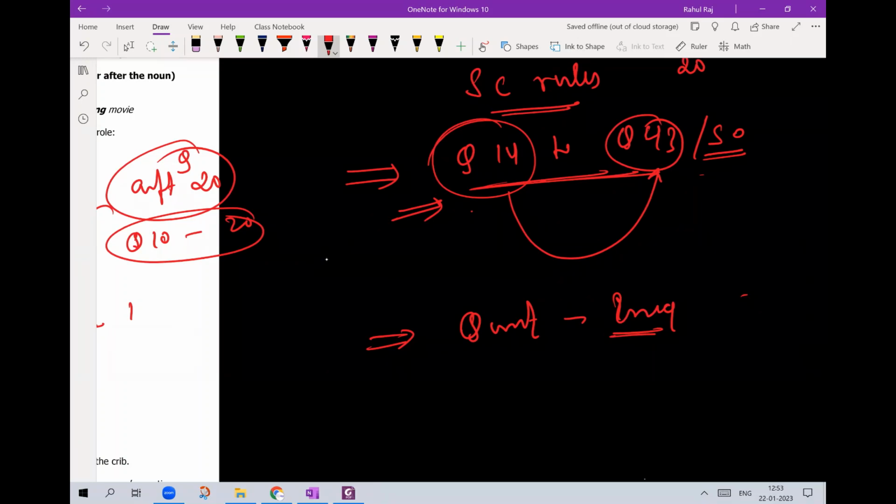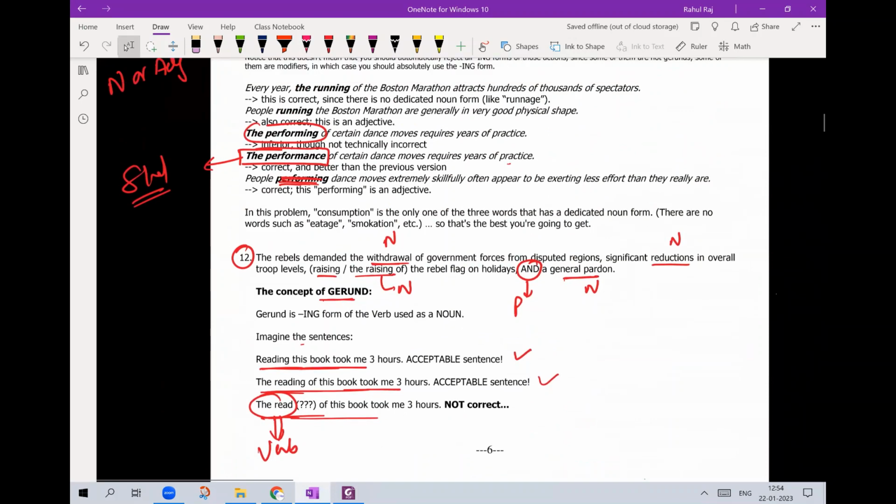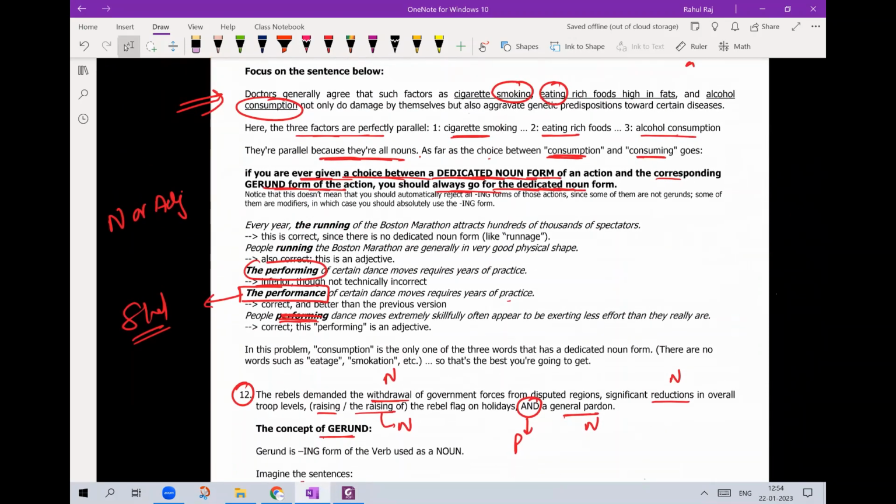Rahul, there is one doubt I have. Yeah, please tell. When you say ing is noun or adjective, can you please scroll back to the question? Which number? Just scroll up. I'll let you know. Yeah, here. This one. People running the Boston Marathon are generally in very good physical shape, right? Yeah. So here you said running is an adjective, and you removed the running the Boston Marathon. Boston Marathon is a part of running, so I removed it.